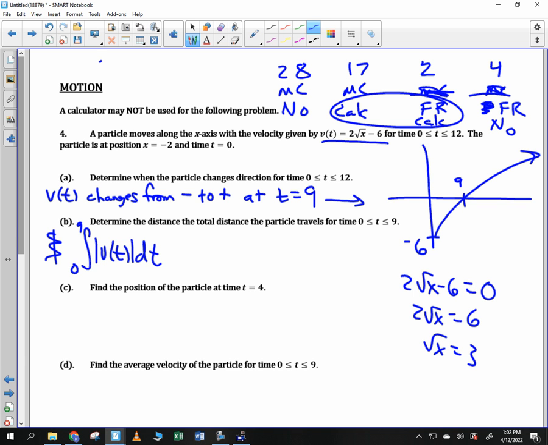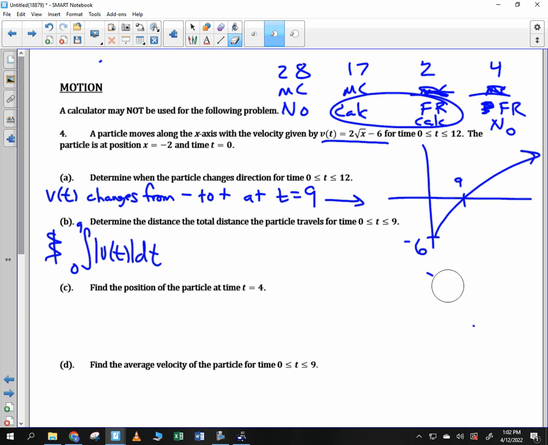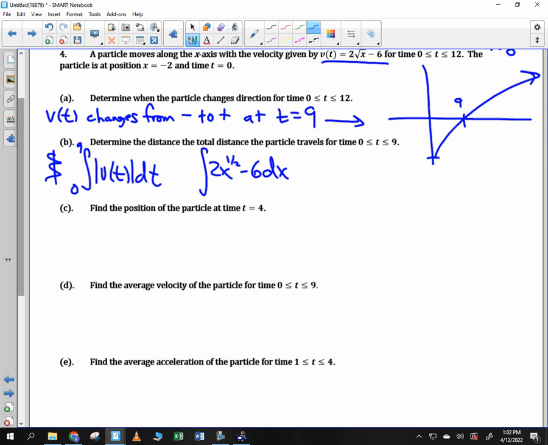Now, what do you notice about the graph of the velocity function from 0 to 9? It's all negative. So we're going to come out with a negative result. We just make it positive then. Agreed? So in order to figure this out, we have to do the integral of 2x to the 1/2 minus 6 dx. Well, that's no big deal. We've spent our whole last 2 months doing that, right? What's the antiderivative of 2x to the 1/2?